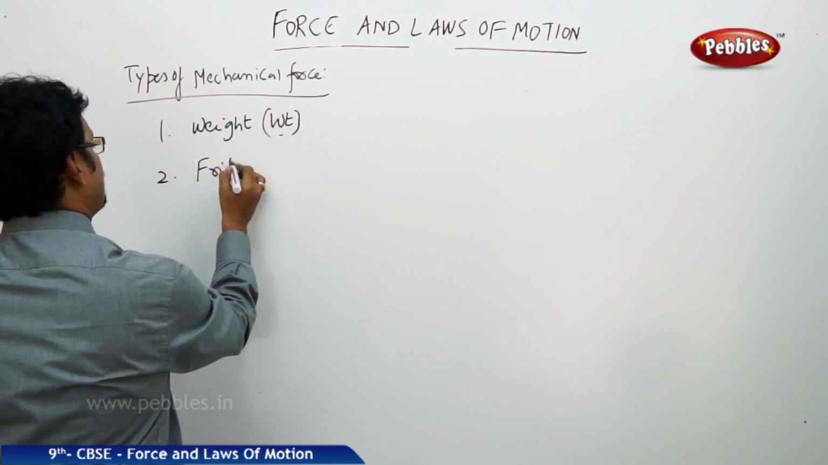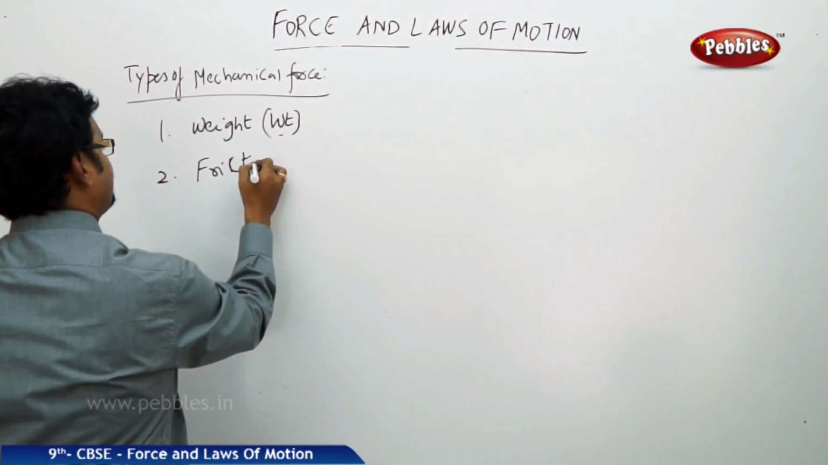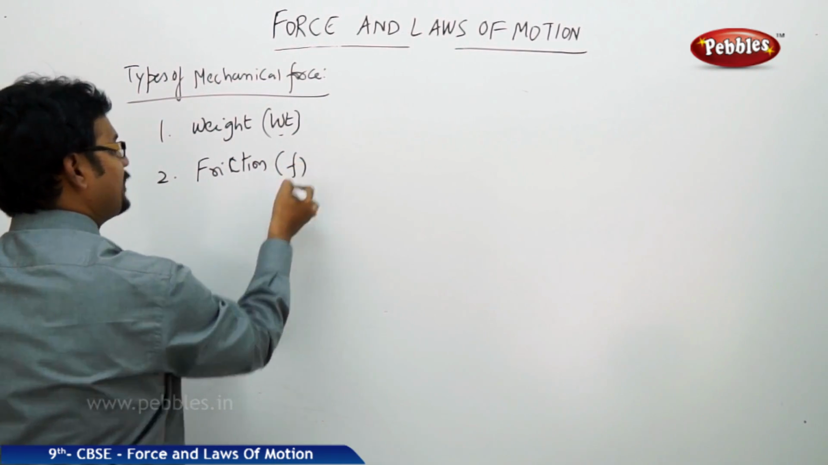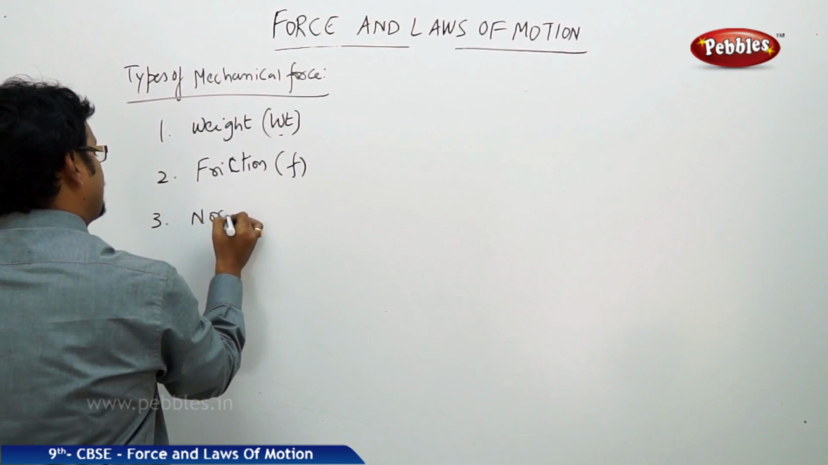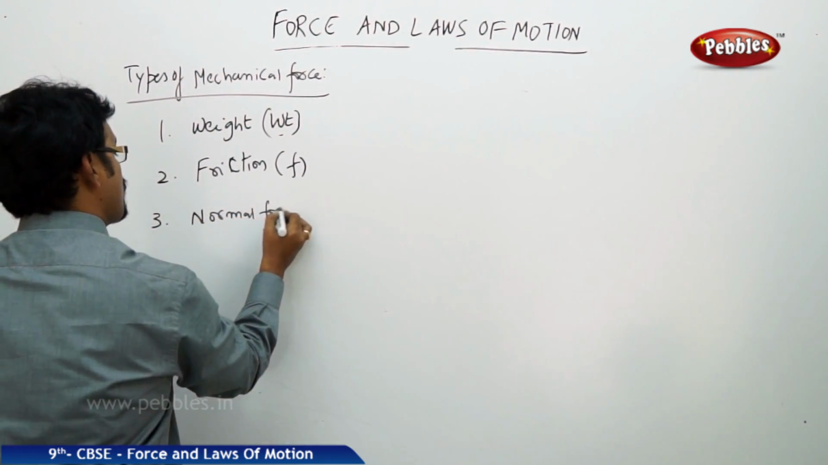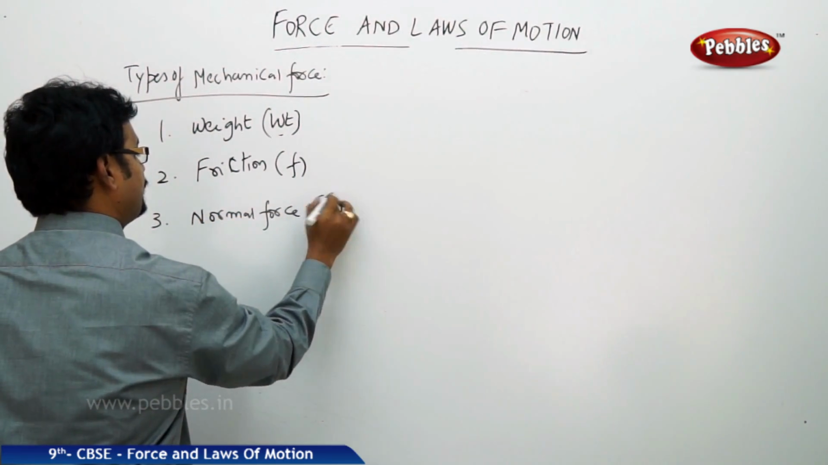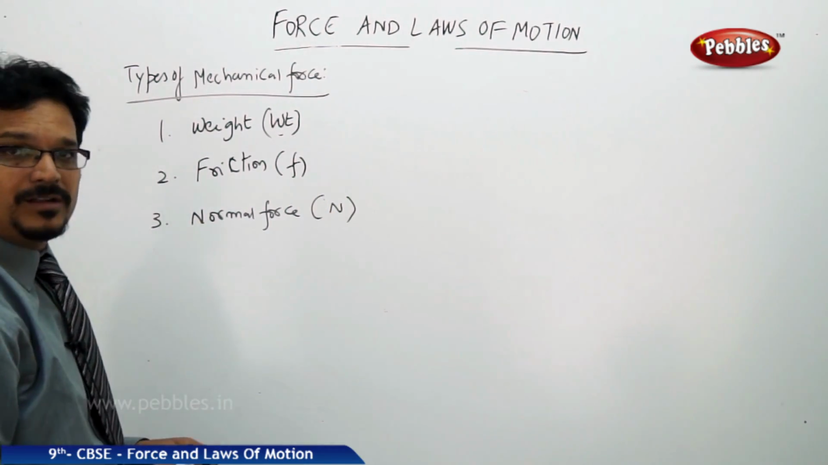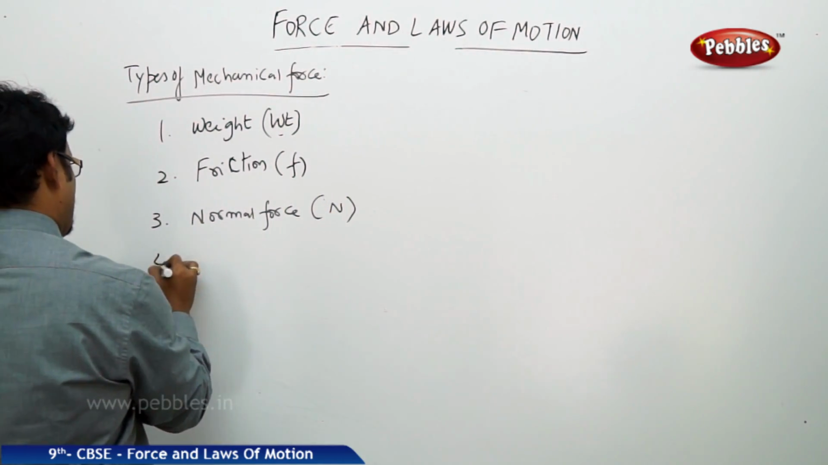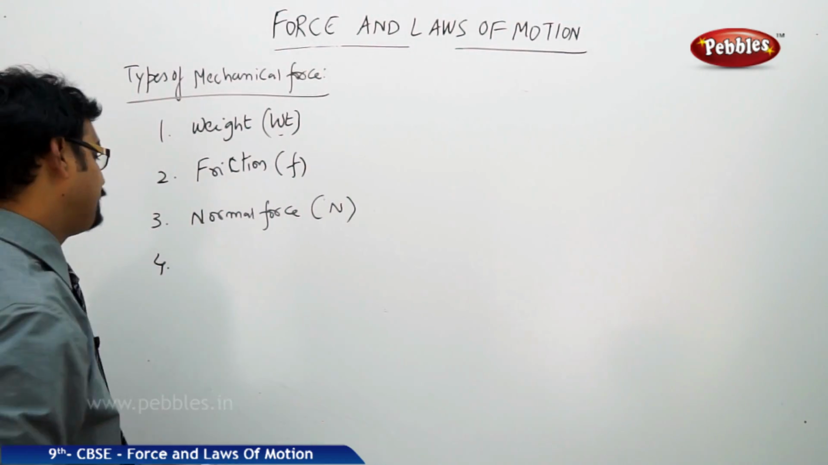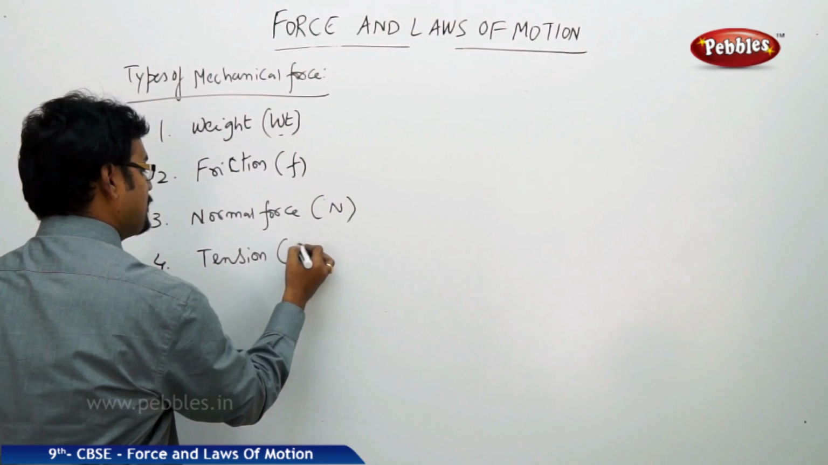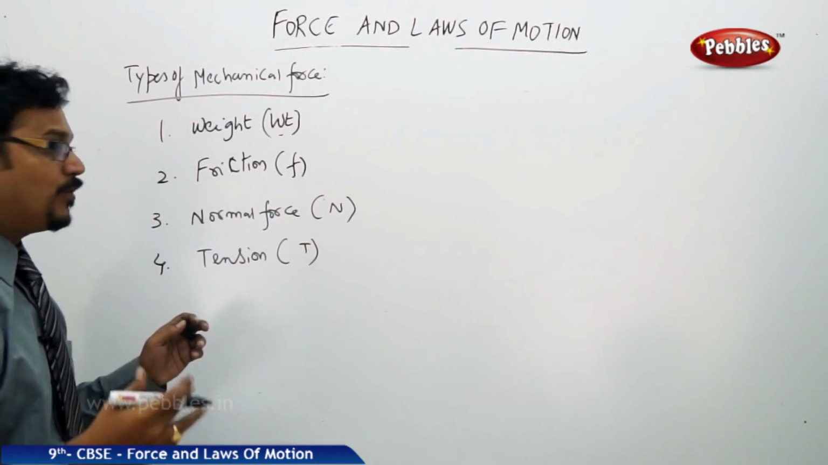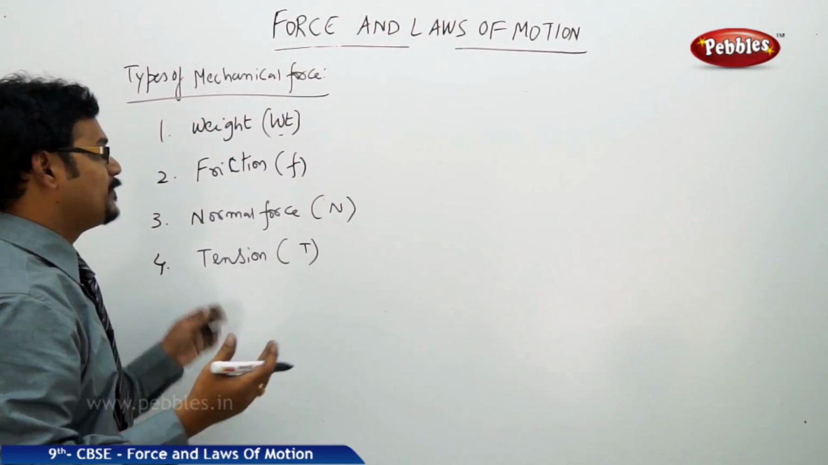Friction. The symbol is small f. Normal force. The symbol is N. Sometimes they use R also. It is also called normal reaction sometimes. Now fourth one is tension. The symbol is capital T. So these four are combinedly called as mechanical force.